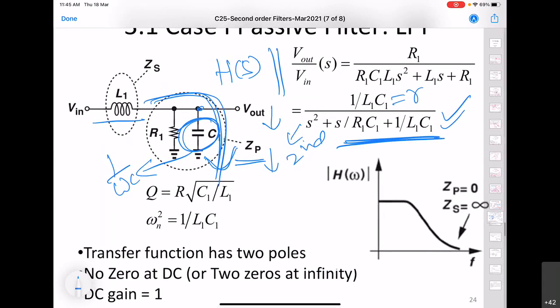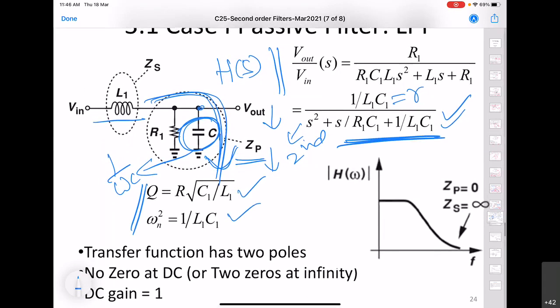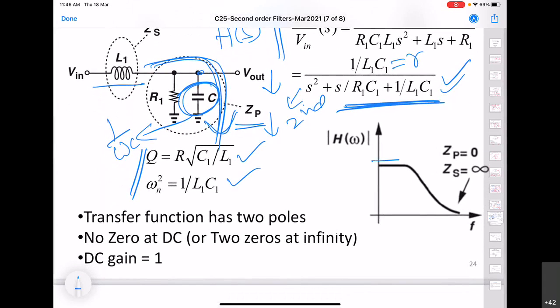When we compare this with the standard one, we can find out Q and omega n for this circuit. Q is R divided by square root of C1 L1, and omega n is the usual 1 by square root of L1 C1. So here we will get this kind of transfer function plot, and this is a low pass filter.